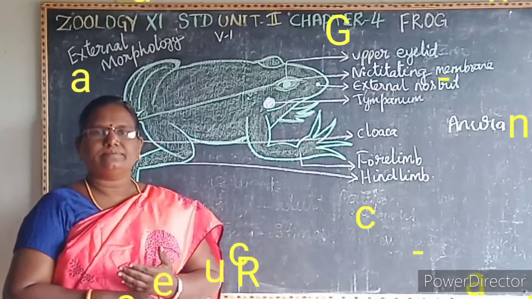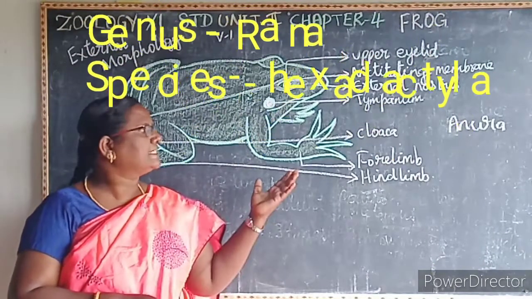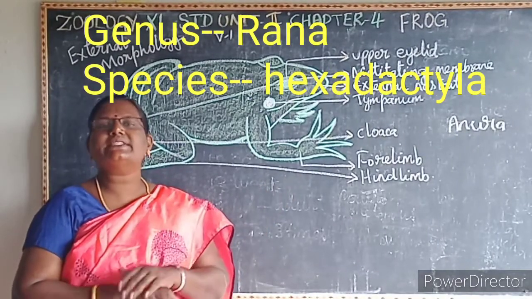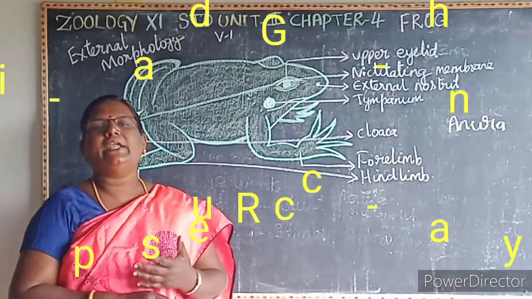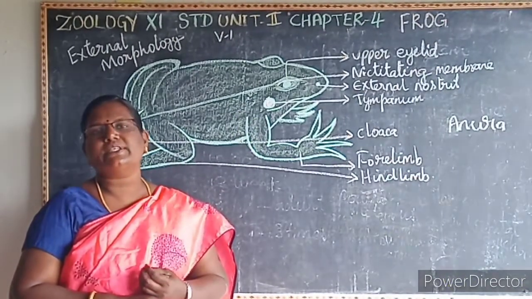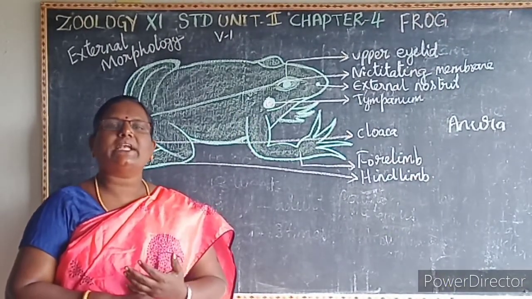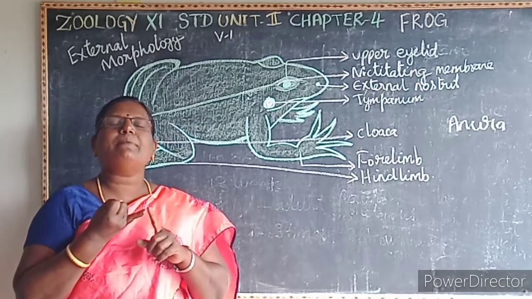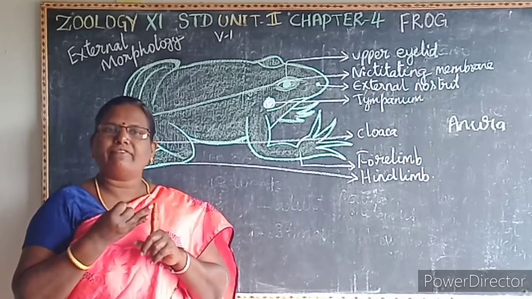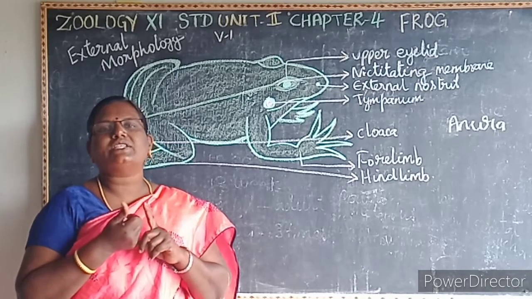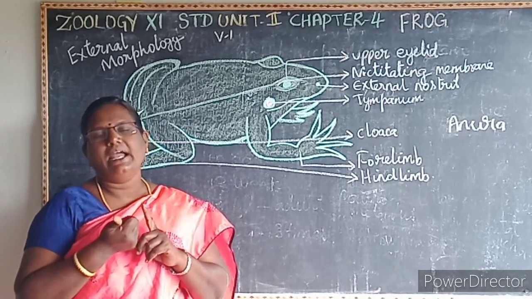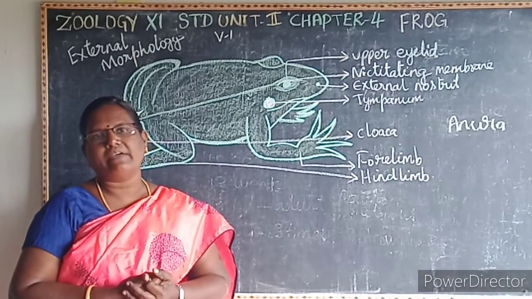Then the genus Rana, and Hexadactyla is the species. Hexa means 6, and dactyla means digits, so it includes 6 digits. Now we say the classification of the frog: phylum Chordata, class Amphibia, order Anura, genus Rana, and species Hexadactyla. Anura means tailless amphibians.